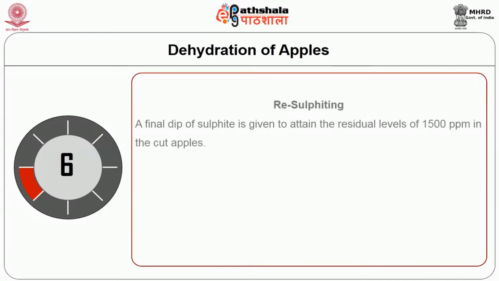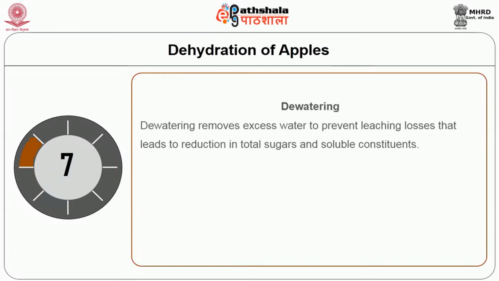The next step is resulfiting, where a final dip of sulfite is given to attain residual levels of 1500 ppm in the cut apples. This is followed by a step of dewatering, where excess water is removed to prevent leaching losses that lead to reduction in total sugars and soluble constituents.